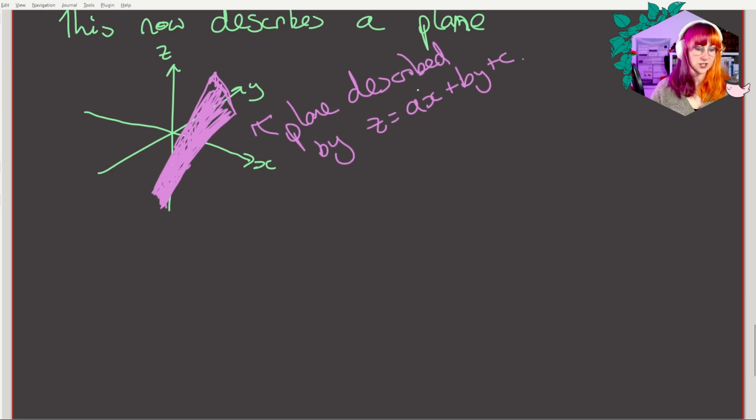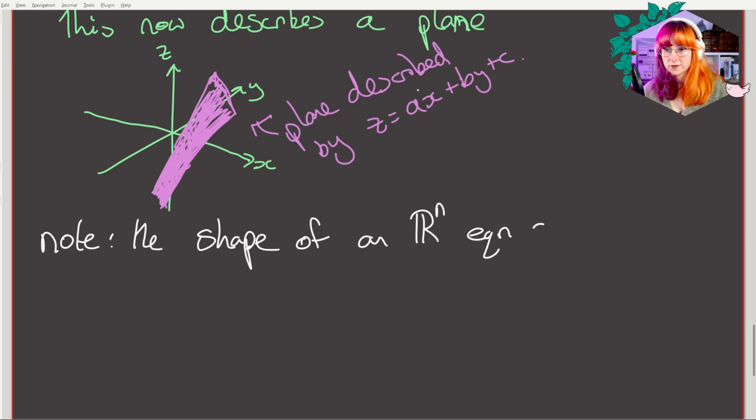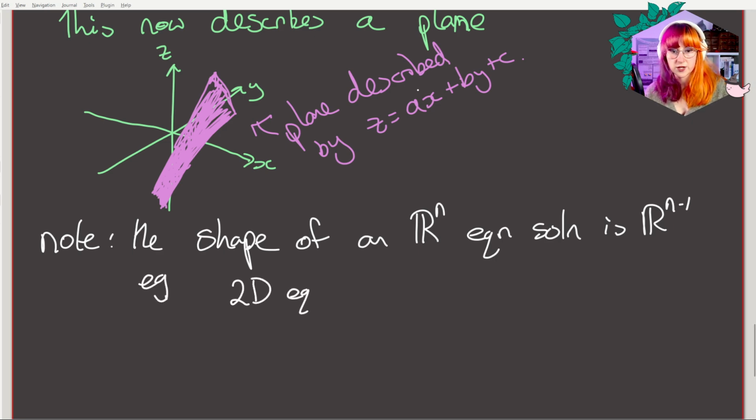I think it's kind of interesting to note that the shape of an R^n equation solution is R^(n-1). So what do I mean by that? A 2D equation has a line, which is 1D, as its solution space.